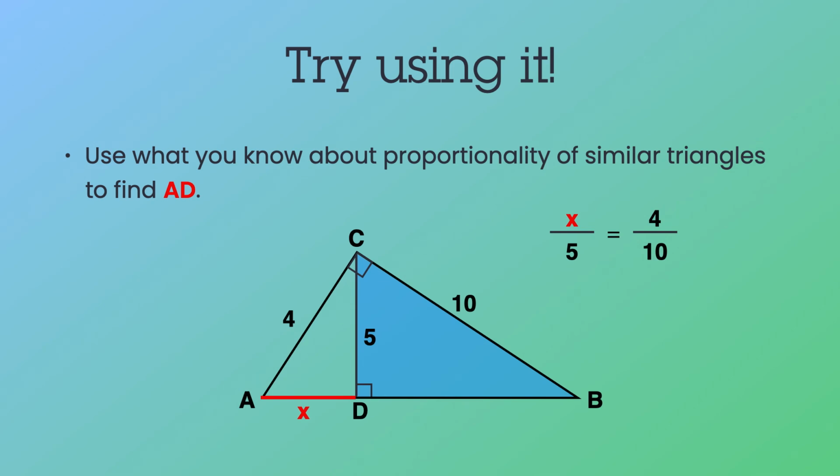I like to always reduce my fractions first before I start multiplying. So let's reduce 4 over 10, both divisible by 2. So this becomes 2 over 5. We'll bring down our other ratio. But look, our denominators are the same, which means that X just equals 2. And there you go, there's our answer.